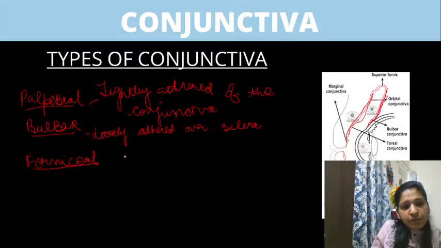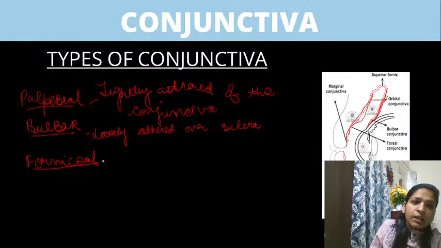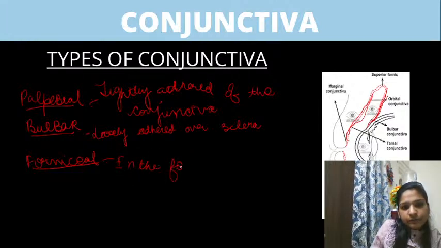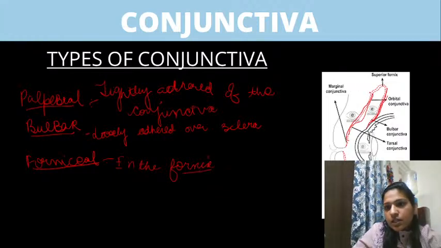Okay, and between the palpebral conjunctiva and the bulbar conjunctiva lies the fornical conjunctiva, in the fornix. So this is the fornical conjunctiva.